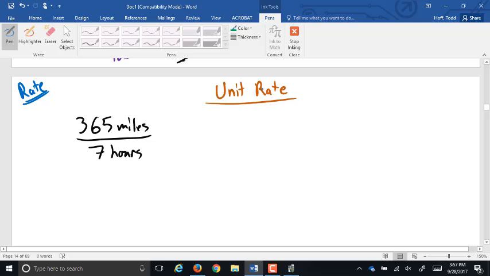So we take the numerical value in the denominator, which for this is a 7, and we're going to divide by 7. 7 hours divided by 7 is 1 hour. Now, of course, if we divide the bottom of a fraction by 7, we have to divide the top by 7. 365 divided by 7 is, what is that? 52.142857143 approximately miles.